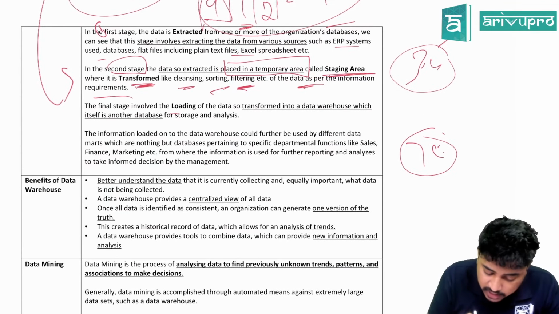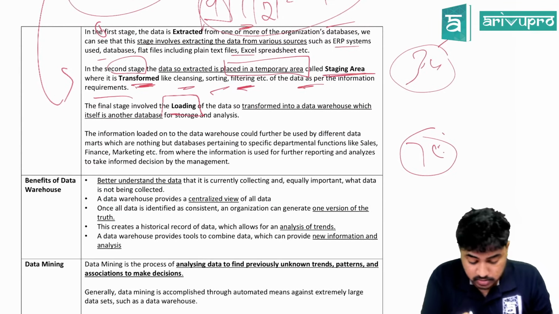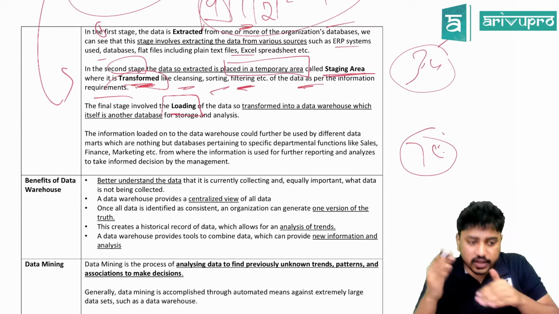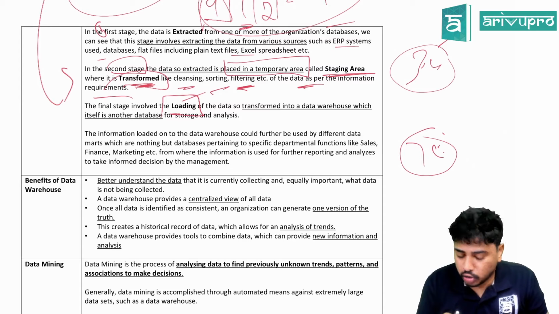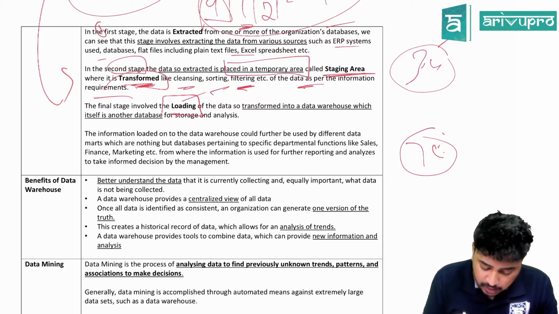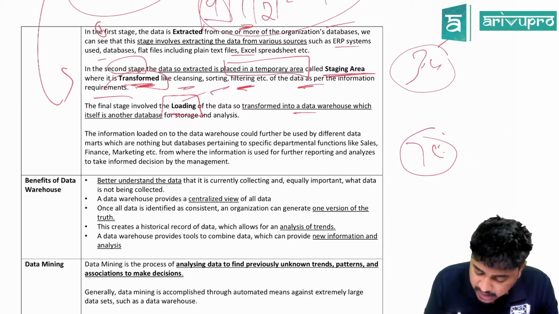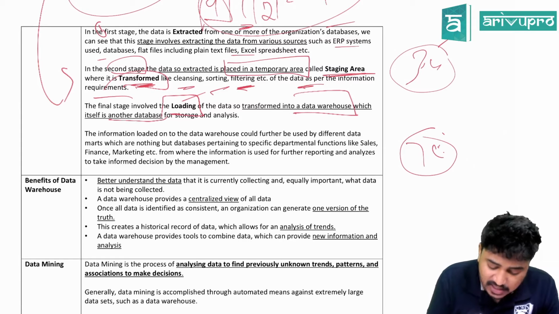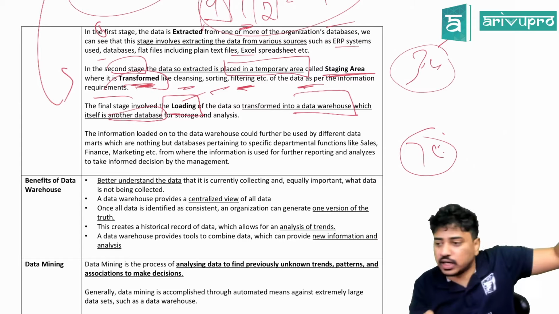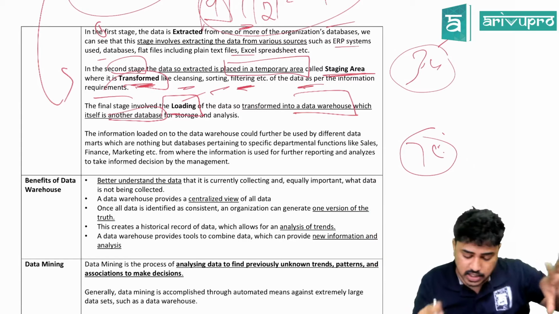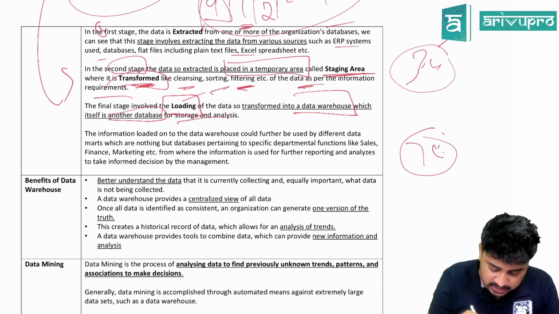Okay, that we call transforming. Once everything is done, you load the data. The loading of the transformed data goes into the data warehouse, which itself is another database, right? From that database, you're taking and putting it in another database, right? That's for storage and analysis.